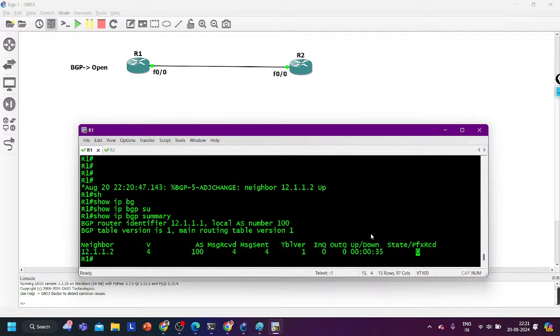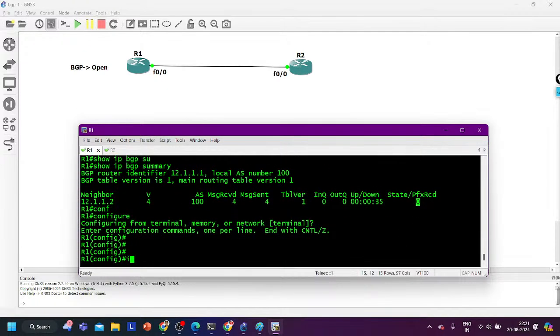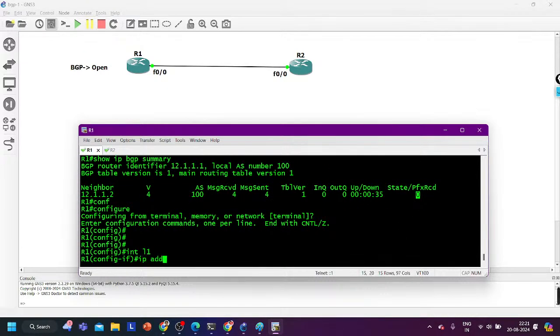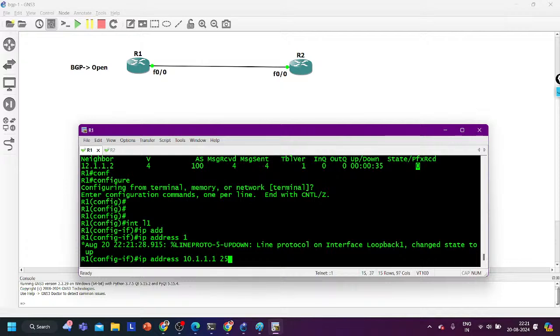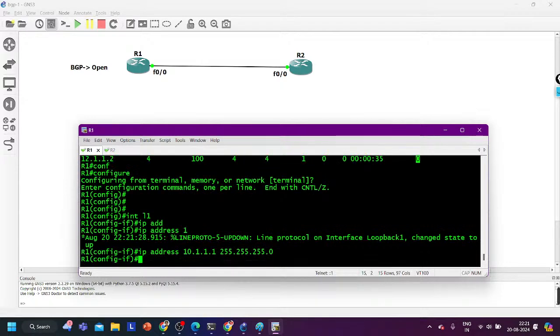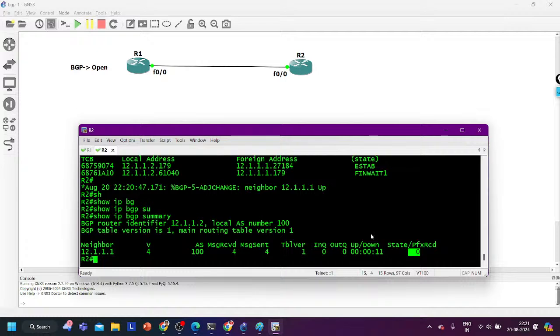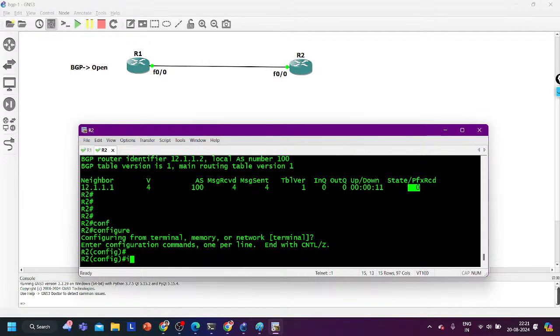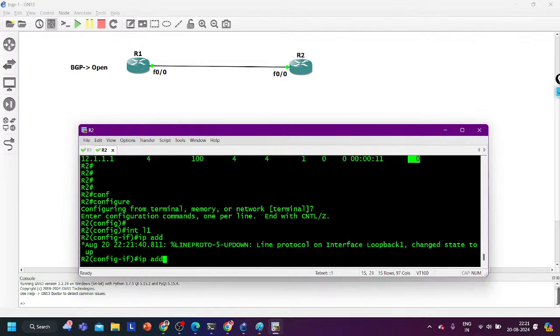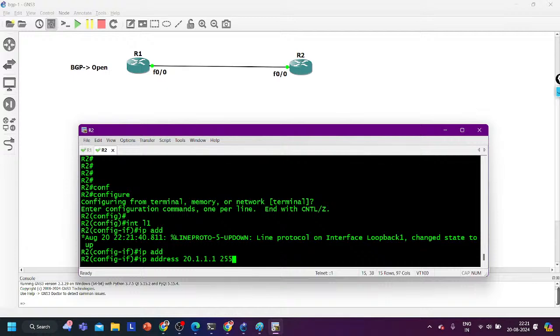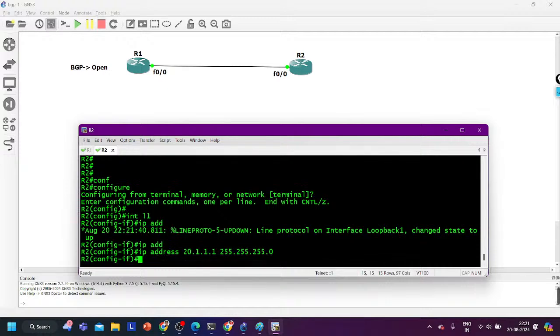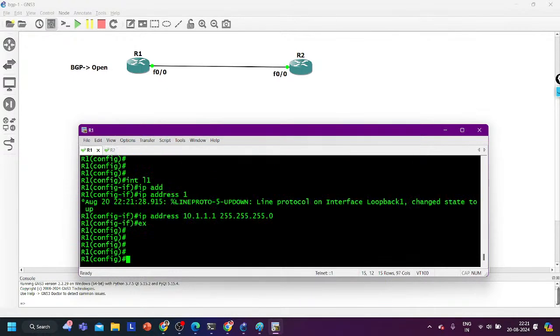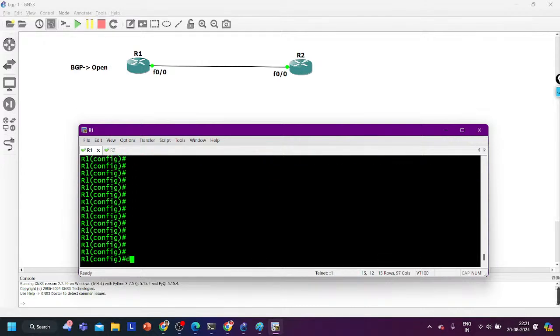On router number 1 I am going to create one loopback. Interface loopback 1, IP address 10.1.1.1, 255.255.255.0. On router number 2, interface loopback 1, IP address 20.1.1.1, 255.255.255.0. Guys, now try to understand how to advertise a network in BGP. Do show IP BGP. This is the command to check the BGP table. There is no network available in the BGP table.